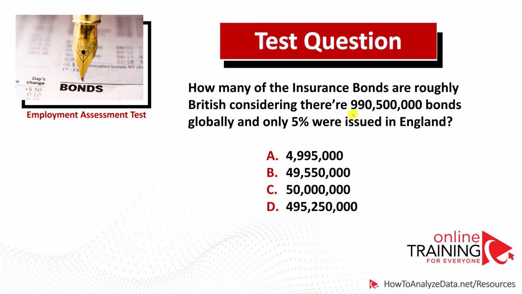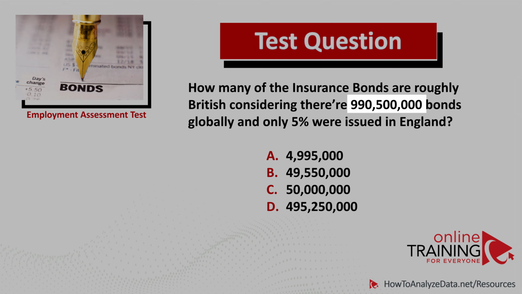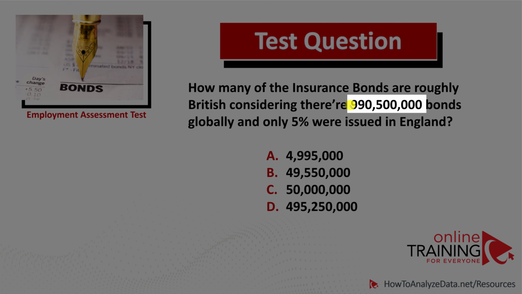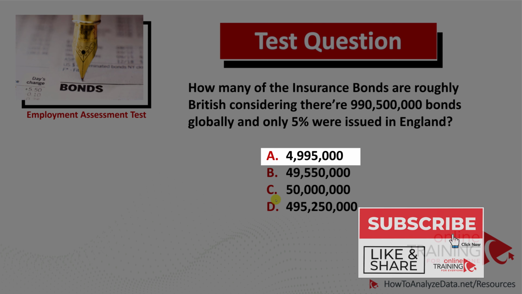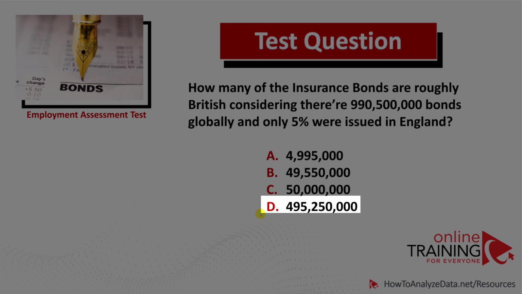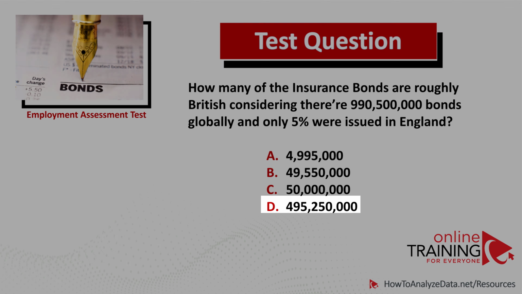The trick here is that we need to deal with large numbers in your head without the calculator to do the math. The closest match to 990 million is 1 billion, and 5% of 1 billion is 50 million. So only choices B, 49 million, and C, 50 million, could be considered for the answer, because choice A represents approximately 5% of 100 million, not 1 billion, and choice D represents 5% of a much larger number.